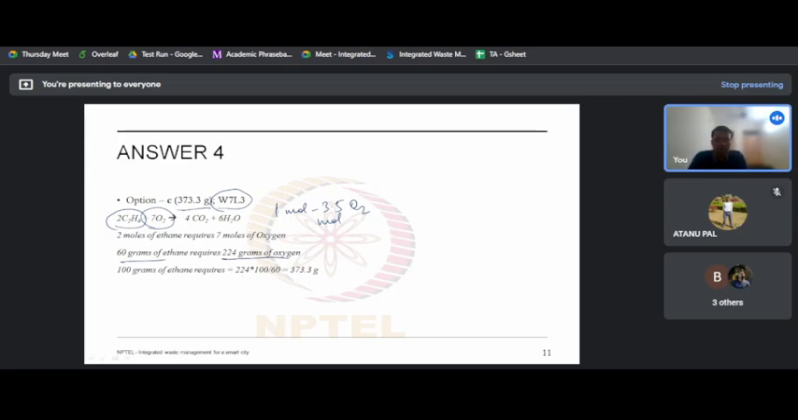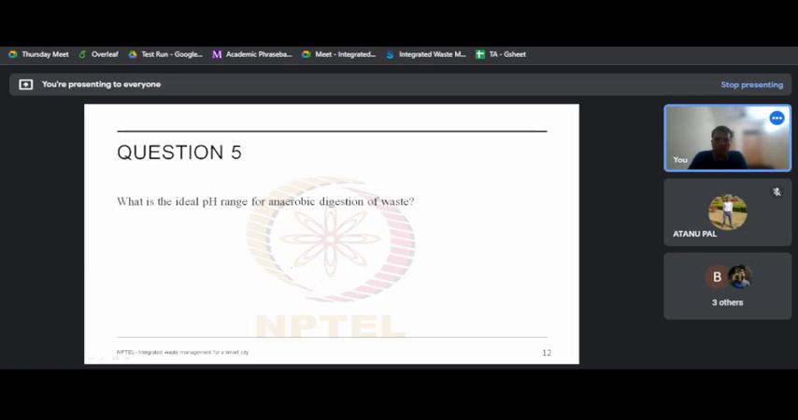Moving on to the next question, question number 5. So what is the ideal pH range for anaerobic digestion of waste? We have been given the options A 6 to 7, B 7.5 to 9.5, C 6.5 to 7.5, and D 7.5 to 8.5. So for anaerobic digestion of waste, we don't want the pH to be on the extremes. We want it to be very optimal.